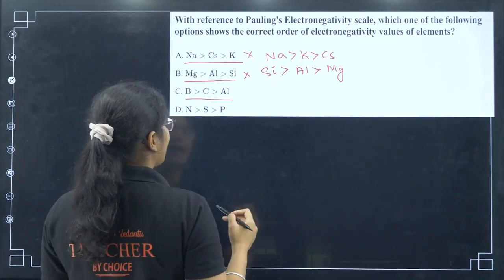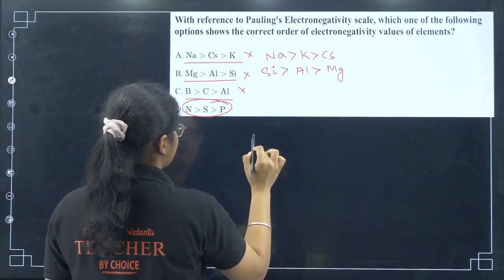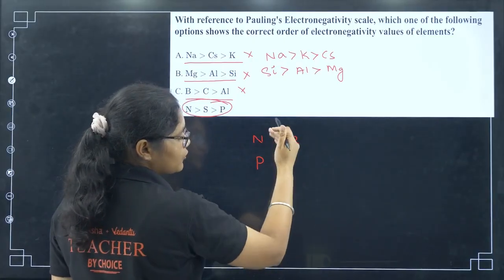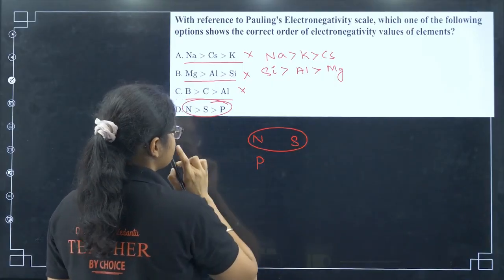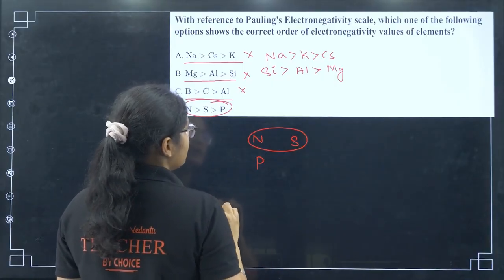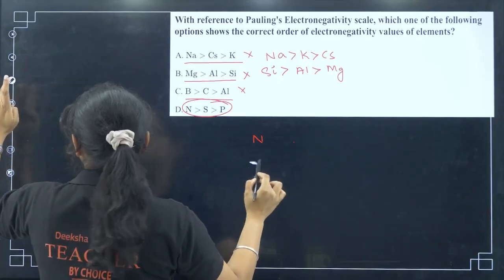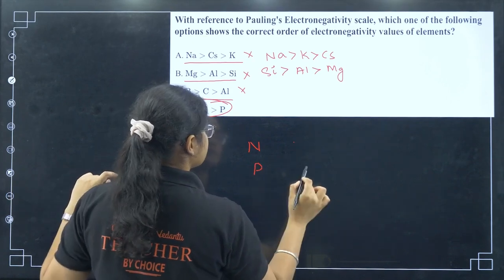Boron, carbon and aluminium, this is also incorrect, and this one is correct because I have nitrogen, then I have phosphorus and sulfur, right? Down the group the electronegativity decreases. So out of these two, nitrogen and sulfur, nitrogen is more electronegative, right? Here I have nitrogen, then here I have phosphorus and sulfur.